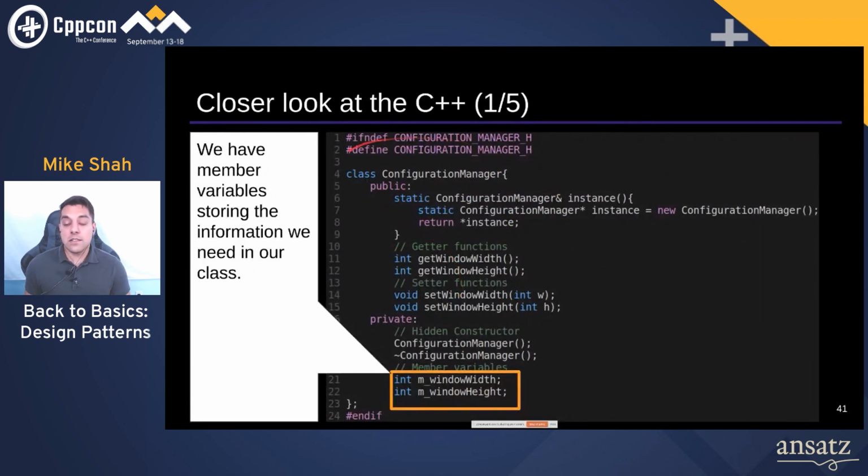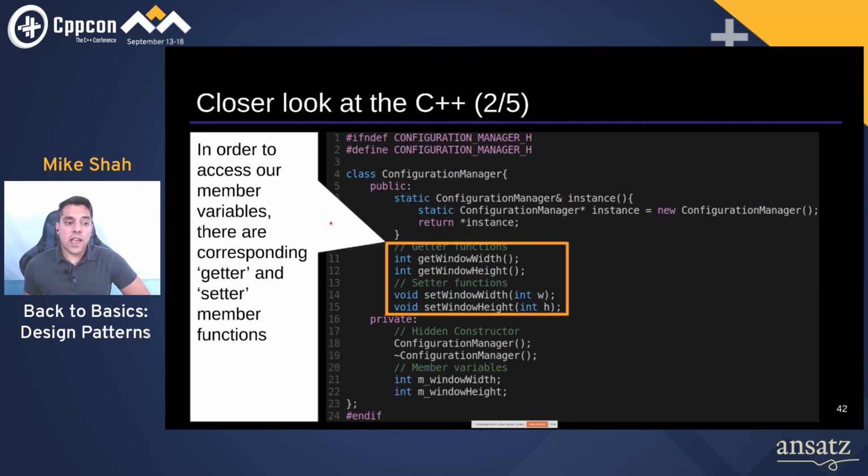Okay, so let's take a little closer look at the C++, since we're here at CppCon. Starting from the bottom, we have our window width and our window height. So those are the two variables that store the window width and height that we want to keep track of. I've prefixed them with m_ because they're member variables now of a class. That's just a hint for me stylistically. In order to access our member variables, I've also written some getter functions and setter functions, just to make sure we can access these as needed.